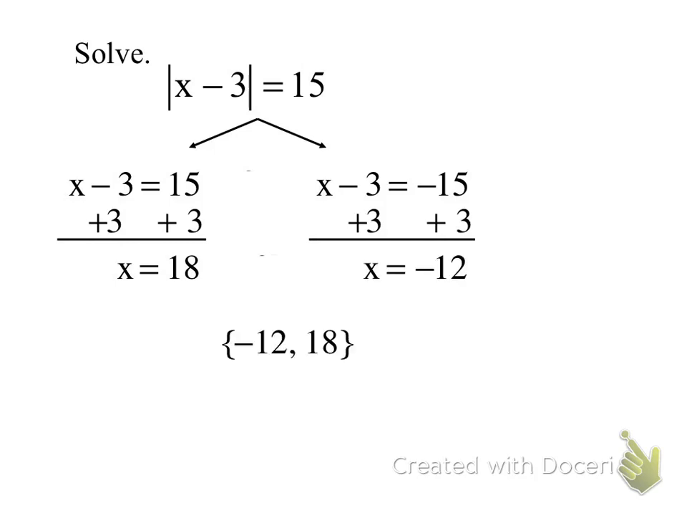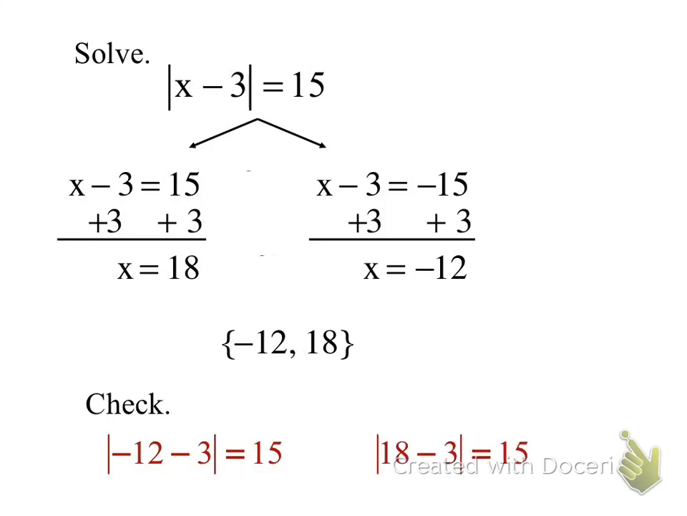Now, you can always check your answers. Substitute both answers in for x. Is -12 minus 3, what does that equal? Yes. Negative 15, but then when you do the absolute value, it's equal to 15. And 18 minus 3, what does that equal? 15. Is the absolute value of 15 equal to 15?